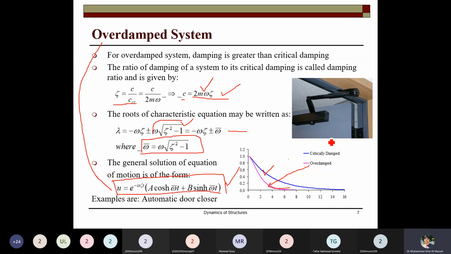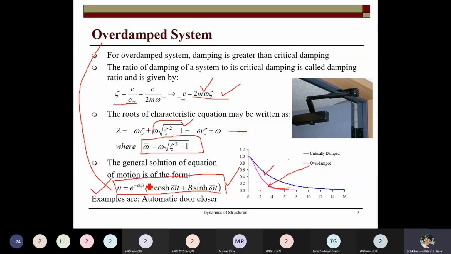Its example is an automatic door closer. That is an overdamped system. It lies slightly lower than the critically damped system, and suddenly the amplitude of this system diminishes. So this is the last formula, which is used for plotting the functions of the overdamped system.